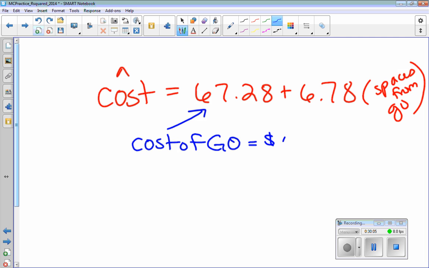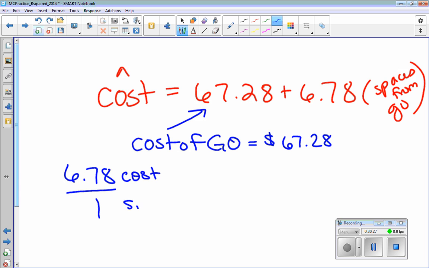And obviously that would be a hypothetical situation. Would you agree? Because it's really not $67. Now, let's interpret the slope, 6.78. Let's put it over 1, and let's put our variables in there. What's the y variable? Cost. What's the x variable? Spaces from Go. We'd have to say approximately here because we have decimals. Actually, we'd have to round to the nearest cent. I guess that would make the most sense, right?